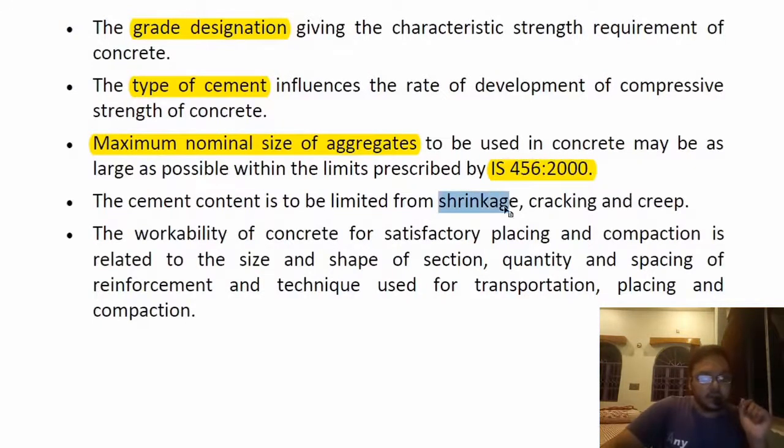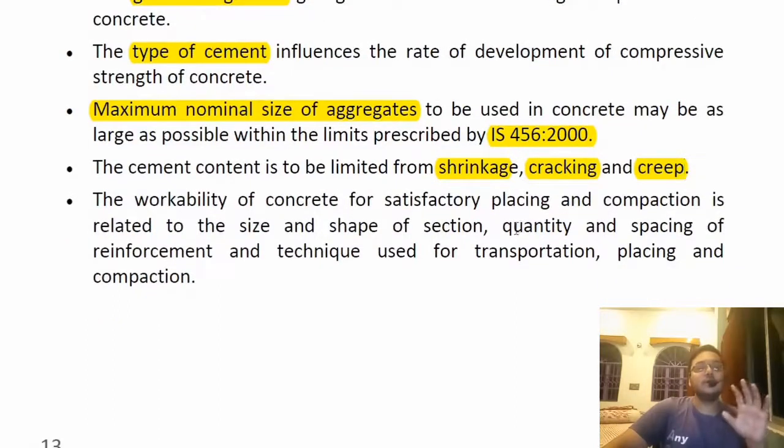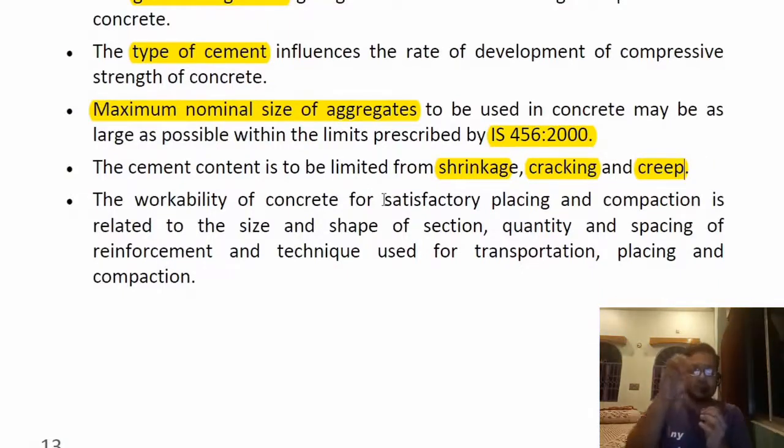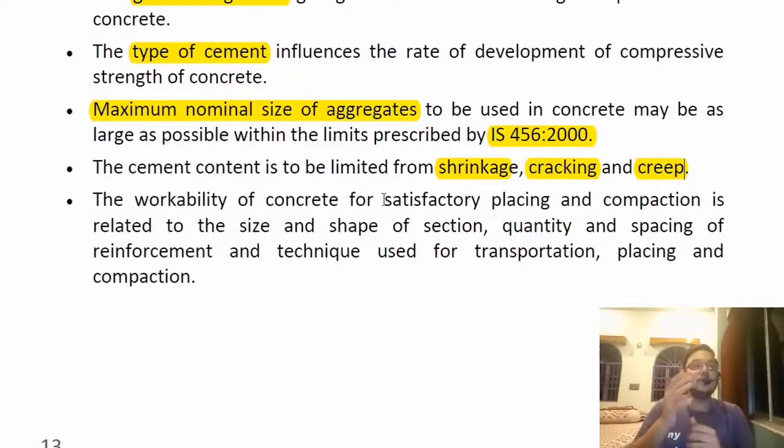The cement content is to be limited from shrinkage, cracking, and creep. So the cement content is to be limited by these three factors. These three factors very much influence the cement content, knowing the amount of shrinkage, cracking or creep that particular cement can possess. So knowing that, we will limit our cement content accordingly.